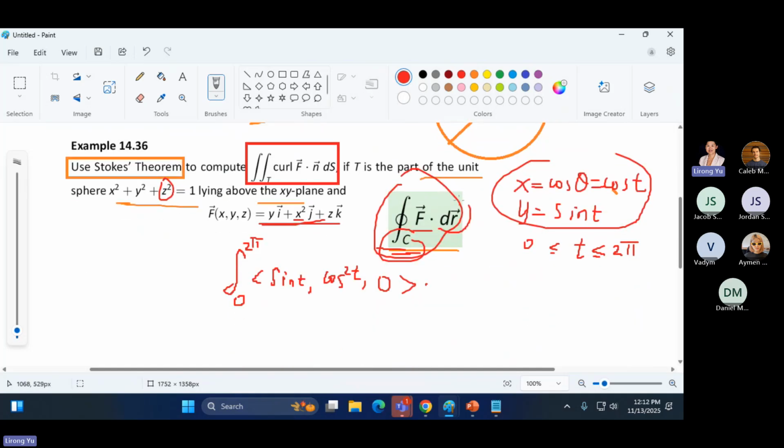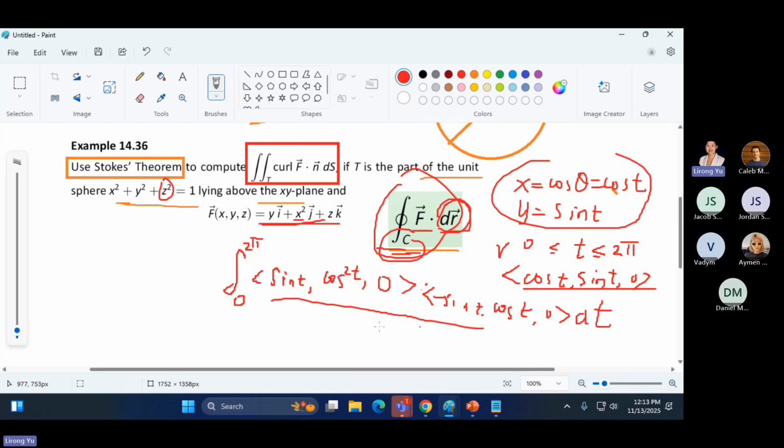And then we have to do the dr. What was r? r would be cosine t, sine t, and then 0. The vector r is along the circle, and this is our r. We find r prime, which will be negative sine t, and then cosine t, since the derivative of sine is cosine. The last component is 0, and then dt. That's how we derive dr, and then we take the dot product of the two.